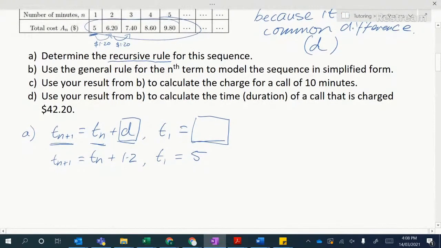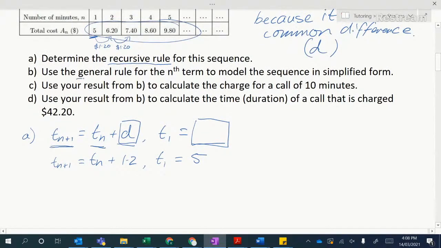This is where we get a little bit trickier. Here you need the general rule for the nth term. This is the one that is given to you on your formula sheet. So if you have a formula sheet handy, you can get that out and take a look. You will notice though that the recursive rule is not on the formula sheet, so you do need to know that one.